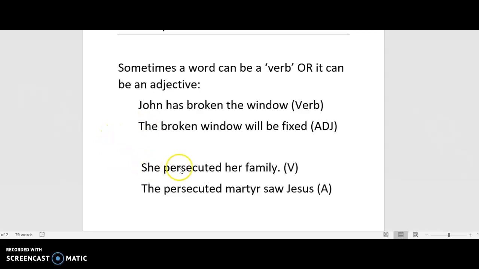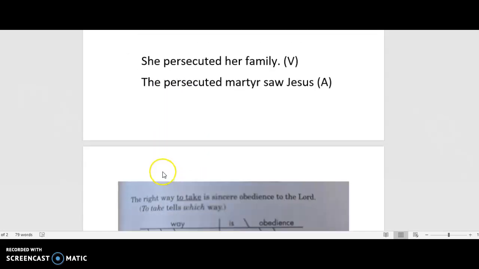Here's another example. She persecuted her family. Persecuted is obviously the verb. What was the action? Persecuted. Who persecuted? She. That is the verb. However, in the next sentence, the persecuted martyr saw Jesus. That is an adjective. It's telling us what kind of martyr. So we've got to be really careful and cautious as we look at these words. Find the words, then try to figure out what they are doing in the sentence.